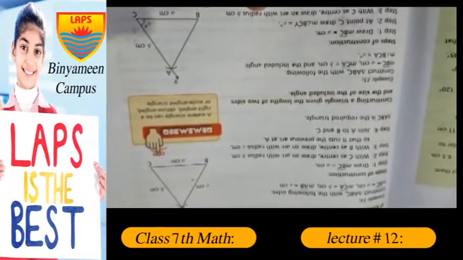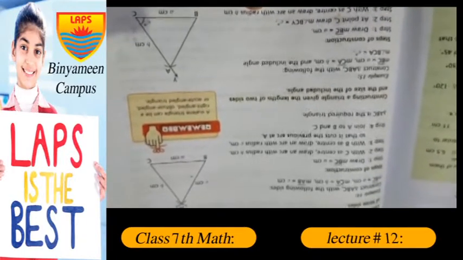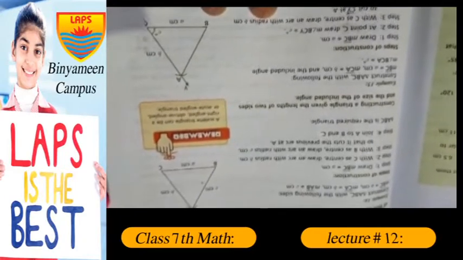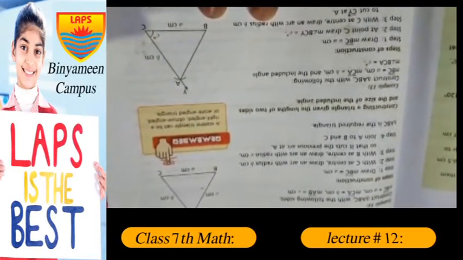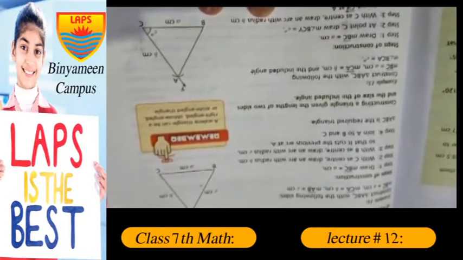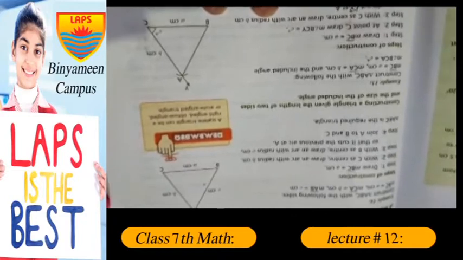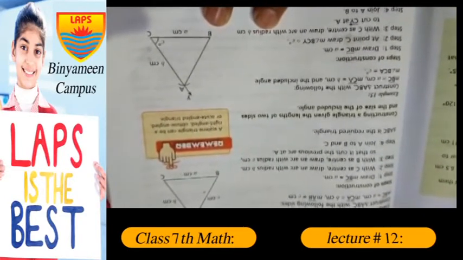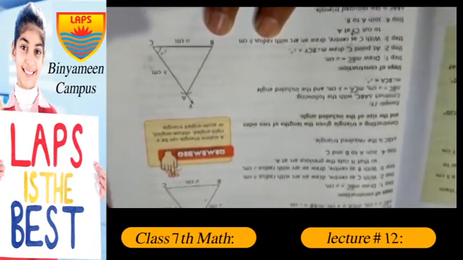Step 1, draw BC equal to a. Step 2, with C as a center, draw an arc with the radius b. Step 3, with B as a center, draw an arc with the radius c, so that it cuts the previous arc at A. Step 4, join A to B and C. And then we get triangle ABC, the required triangle.